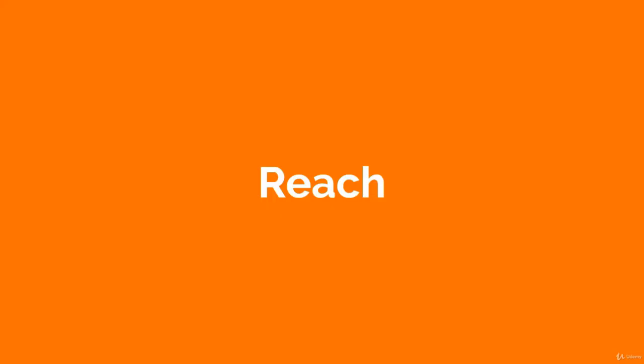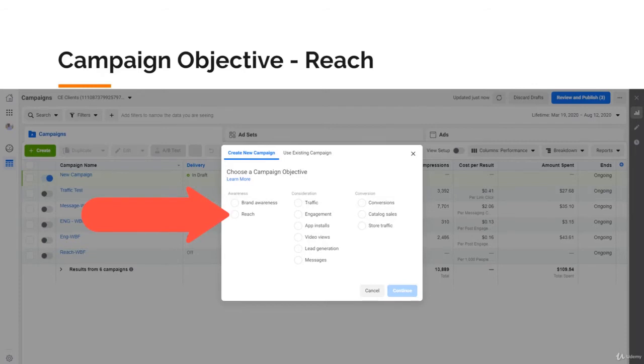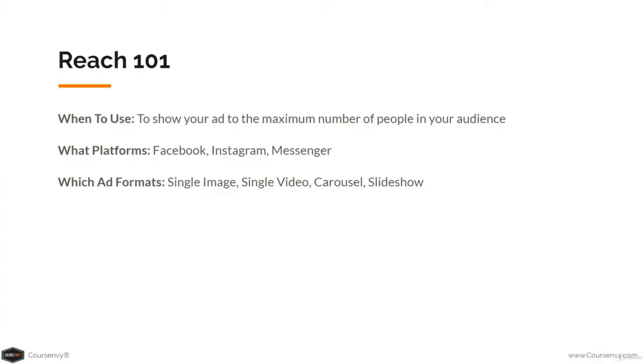Our next campaign objective, reach. So in the campaign objective level, select reach. So you use these to show your ad to the maximum number of people in your audience. Reach ads work on Facebook, Instagram, and Messenger in the format of single image, single video, carousel, and slideshow.